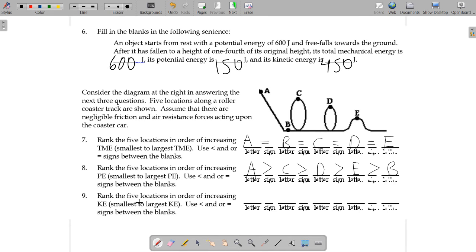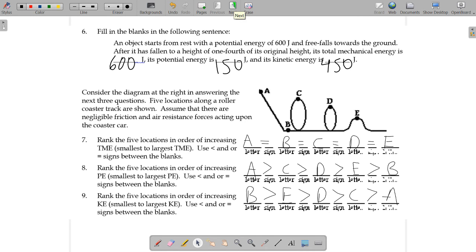Number 9 says rank the 5 locations in order of increasing kinetic energy. Well, our greatest kinetic energy should be at point B, because that's at the very bottom. That's at the point where all of our potential energy has been converted to kinetic energy. So B is greater than E, which is greater than D, which is greater than C, which is greater than A. So it's nothing more than the potential energy in reverse. Okay, so that's our rankings.